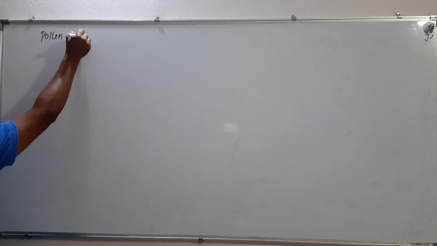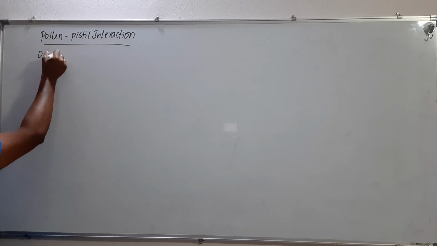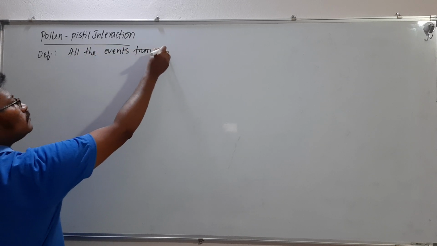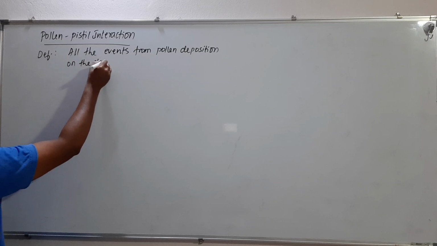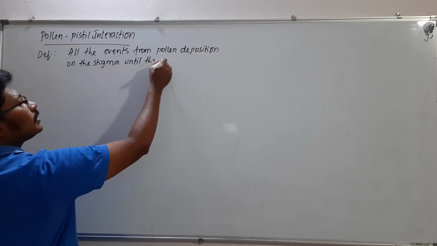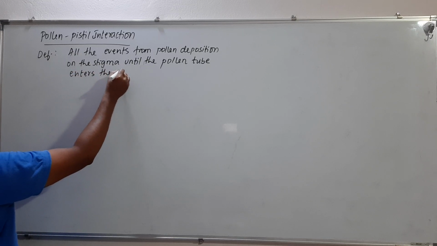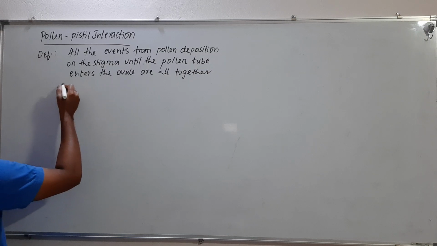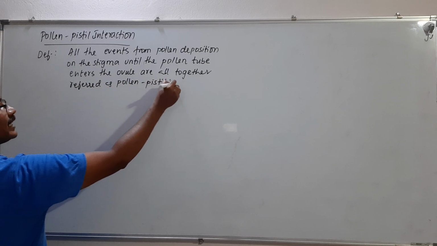Okay, pollen pistil interaction. First we'll see the definition. All the events from pollen deposition on the stigma until the pollen tube enters the ovule are all together referred as pollen pistil interactions.